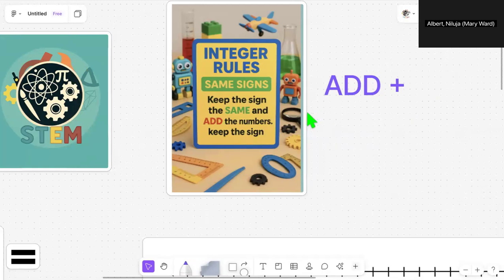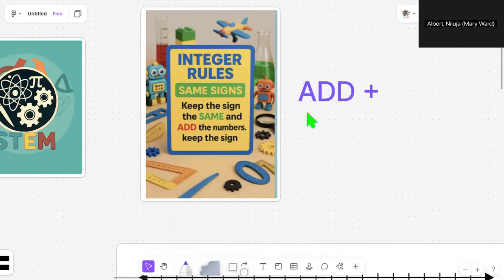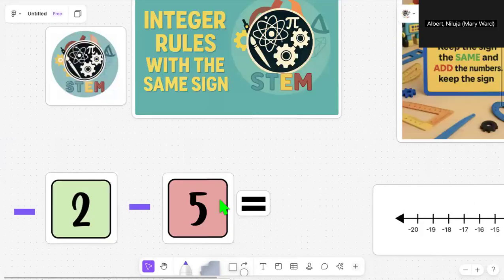And as you can see on this little infographic, it says that we have to keep the sign the same and add the numbers. So even if we're talking about negative numbers or if we're talking about positive numbers, one thing that will not change is that we are expected to add the numbers and keep the sign the same. So let's look at our first question.